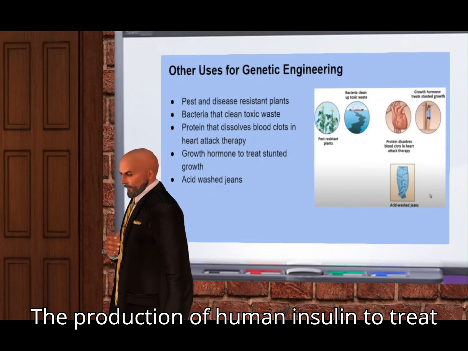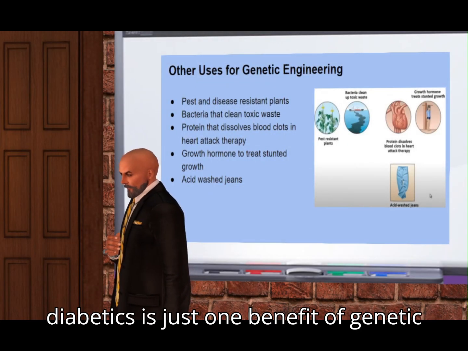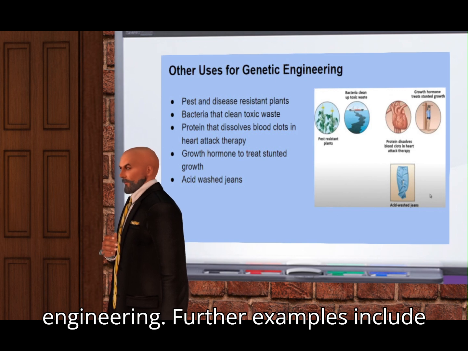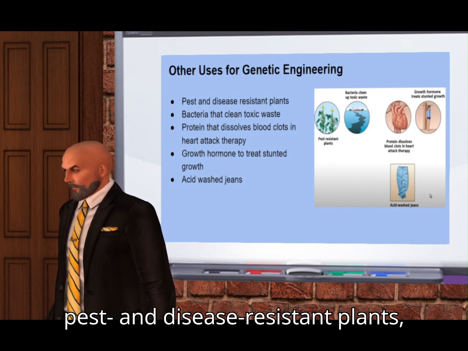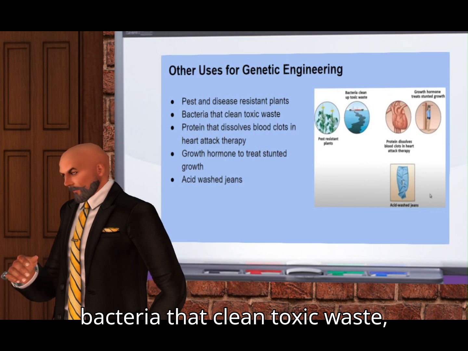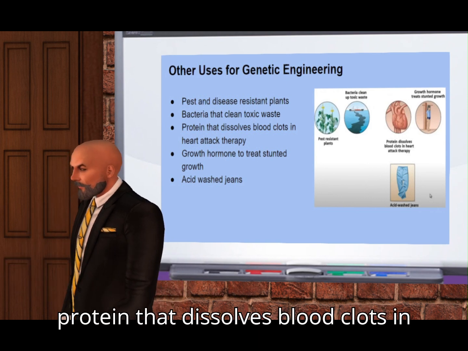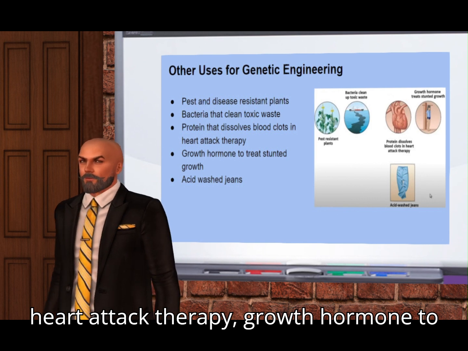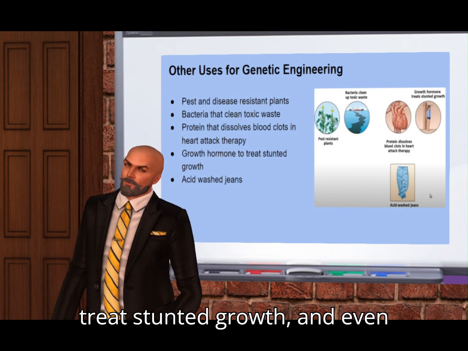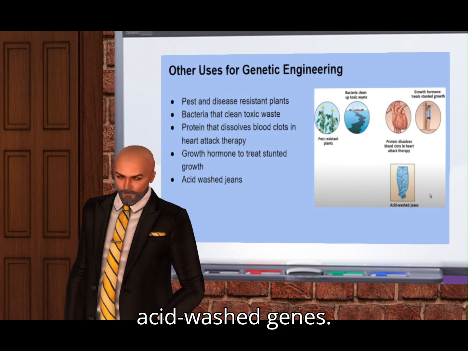The production of human insulin to treat diabetics is just one benefit of genetic engineering. Further examples include pest and disease-resistant plants, bacteria that clean toxic waste, protein that dissolves blood clots in heart attack therapy, growth hormone to treat stunted growth, and even acid-wash genes.